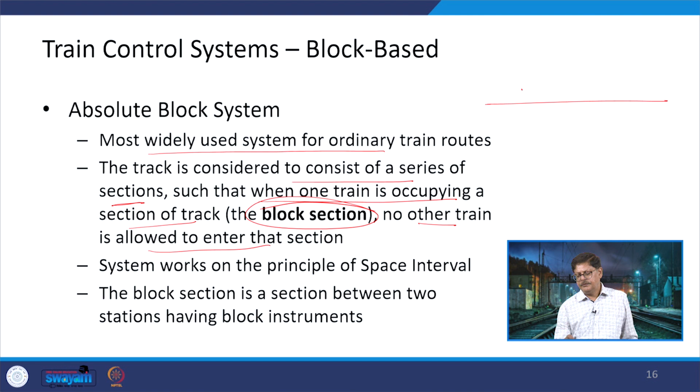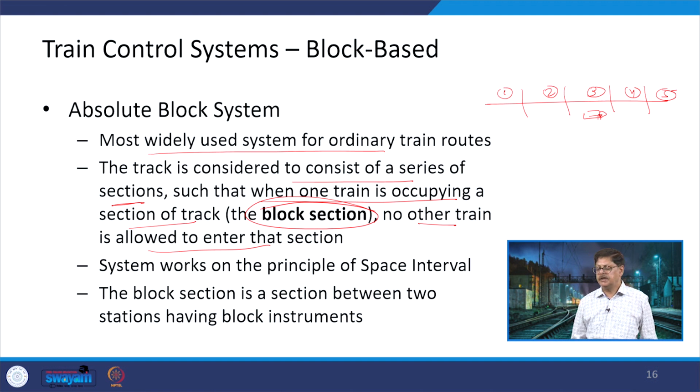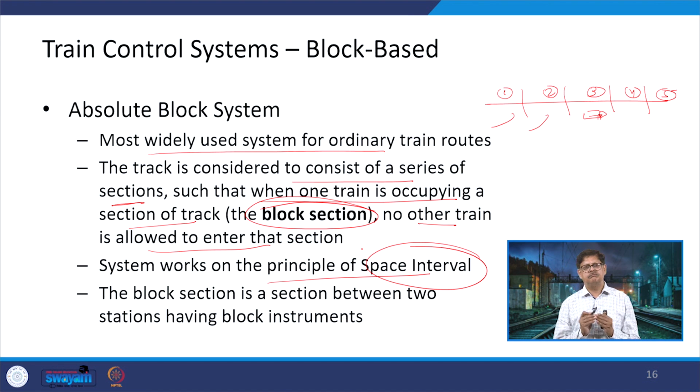So, we have sections here, and if there is a train which is passing in this particular block, so we have 1, 2, 3, 4 or 5 blocks likewise, it means no other train now can come in the 2, 3 section or this 3 section. But then what is going to happen in 2 and 1 is also to be discussed. Now, the system works on the principle of space interval. That means some minimum space needs to be maintained, and when we talk about this minimum space, this is going to be associated with the blocks.